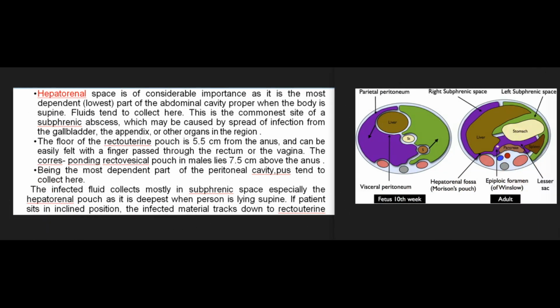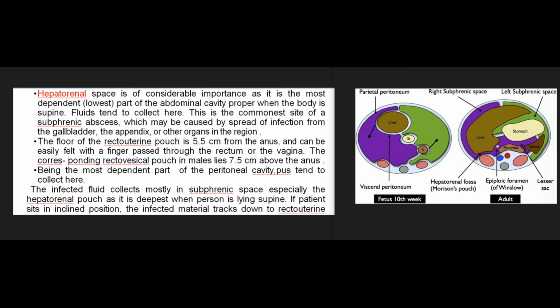The hepatorenal space is of considerable importance as it is the most dependent, lowest, part of the abdominal cavity proper when the body is supine. Fluids tend to collect here. This is the commonest site of a subphrenic abscess, which may be caused by spread of infection from the gallbladder, the appendix, or other organs in the region.